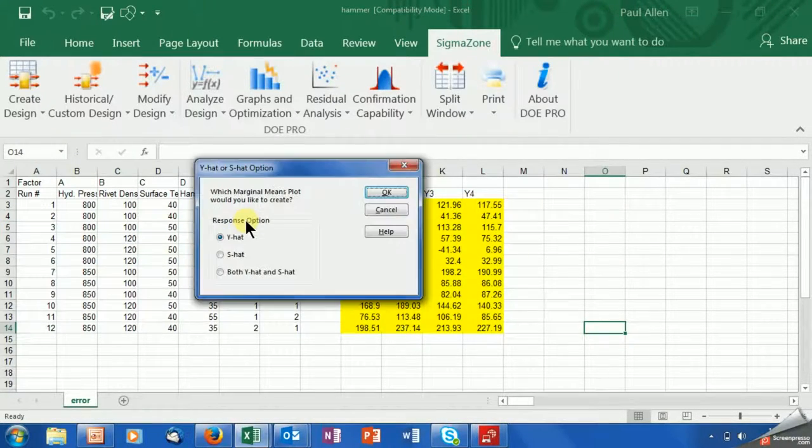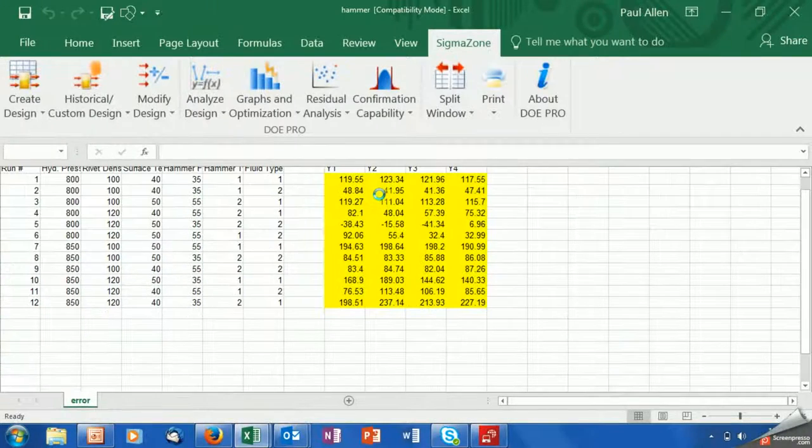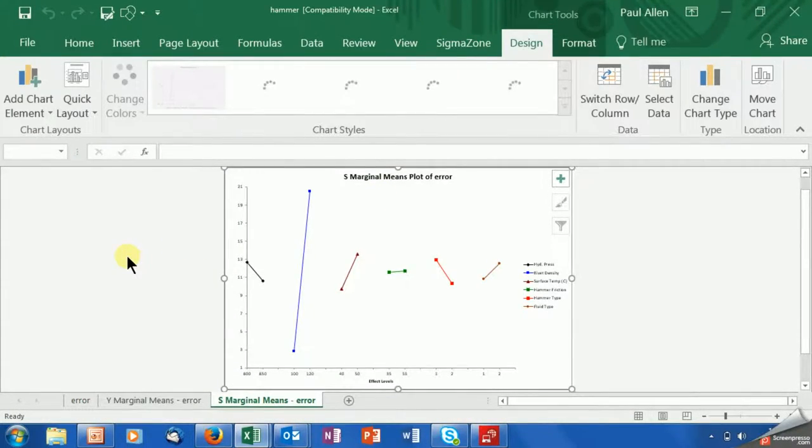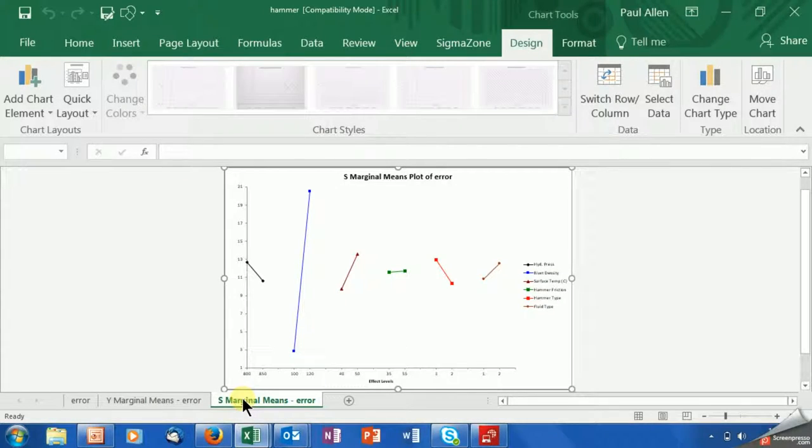Click on that. And it says, what would you like? Y hat, S hat, or both? I would like both, please. And then it draws these two diagrams. So we now have two marginal means plots. One that affects the spread, the consistency of the data.